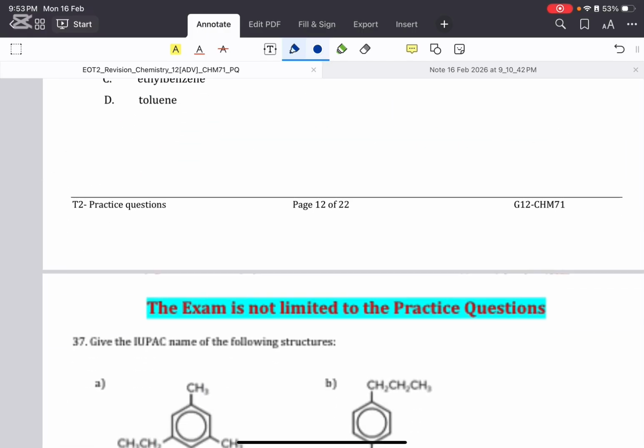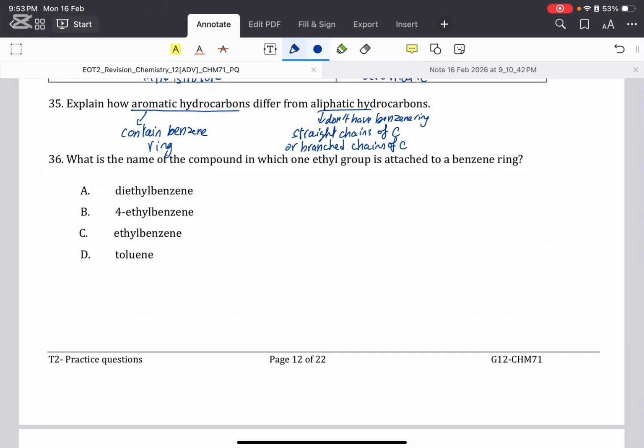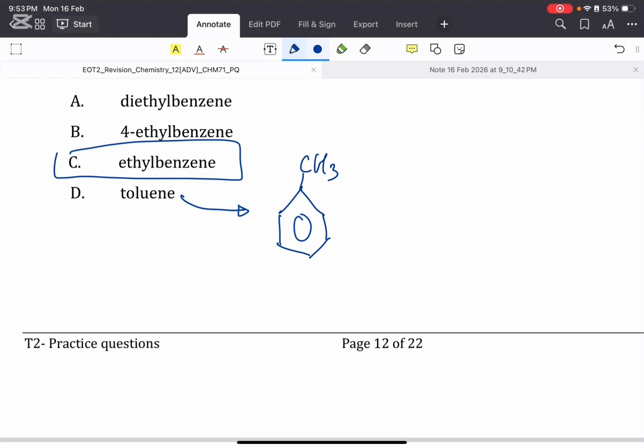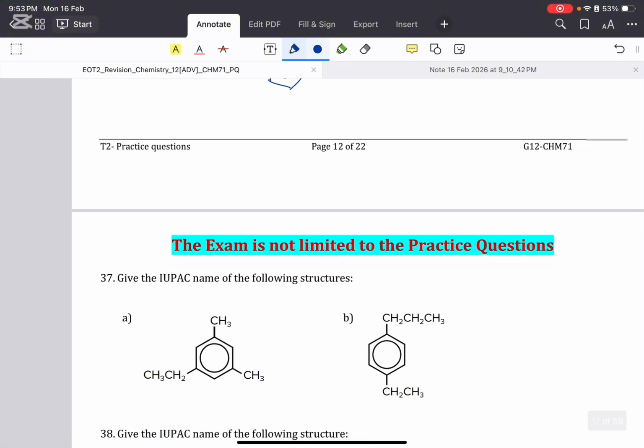Now, how do I name the compounds that are aromatic? What is the name of the compound in which I have one ethyl group attached to a benzene? So it's simply ethylbenzene. Now, I want to mention here that toluene is a methyl group attached to a benzene ring. And these two are wrong. There is no such name.